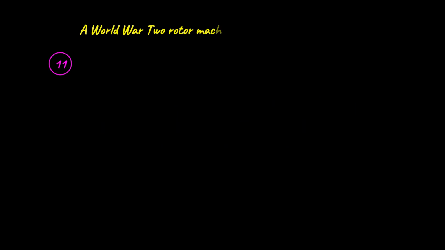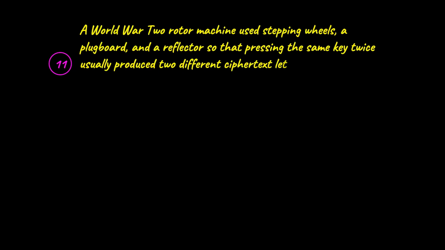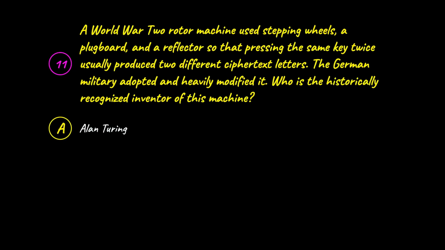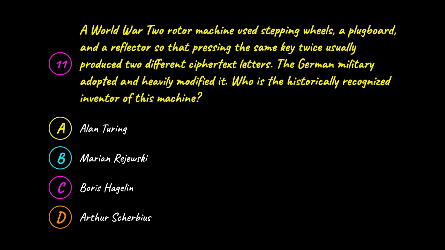Question 11. A World War II rotor machine used stepping wheels, a plugboard, and a reflector so that pressing the same key twice usually produced two different ciphertext letters. The German military adopted and heavily modified it. Who is the historically recognized inventor of this machine? Your options are A. Alan Turing, B. Marian Rejewski, C. Boris Hagelin, D. Arthur Scherbius. Before I reveal it, which one do you think is right?